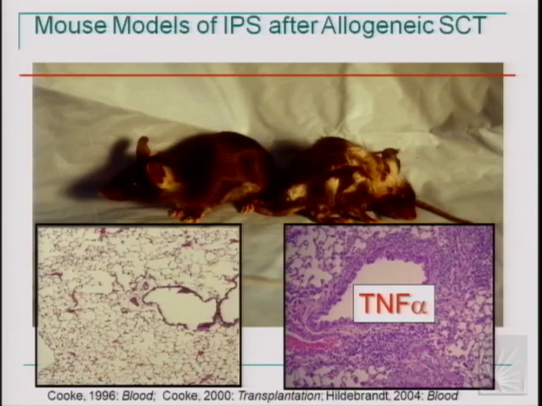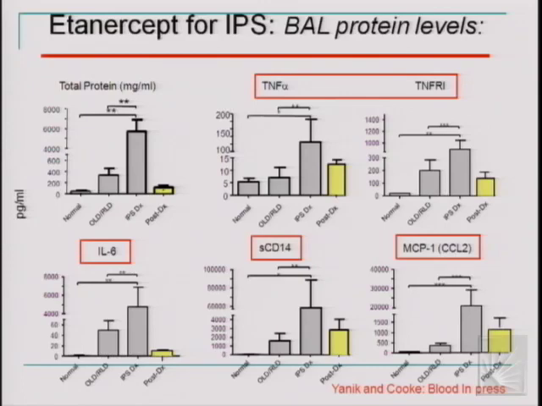And indeed, when treating these animals with an anti-TNF drug, you can reduce the severity of the disease. So he's been able to translate that work into a clinical trial for human subjects using Etanercept, which is also known as Enbrel. It's an anti-TNF-alpha drug.